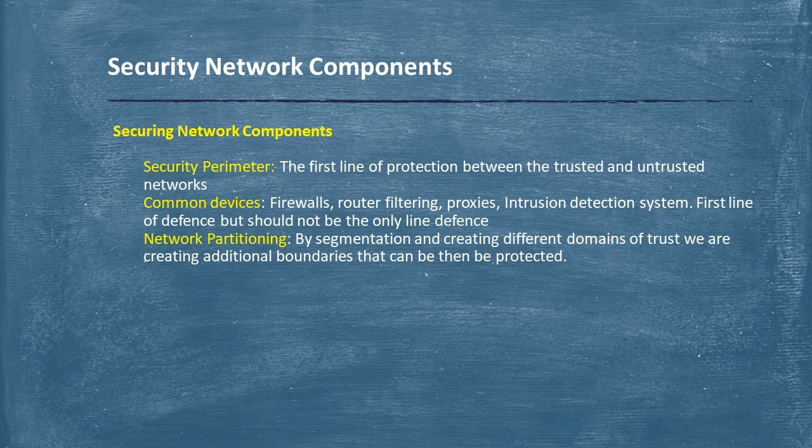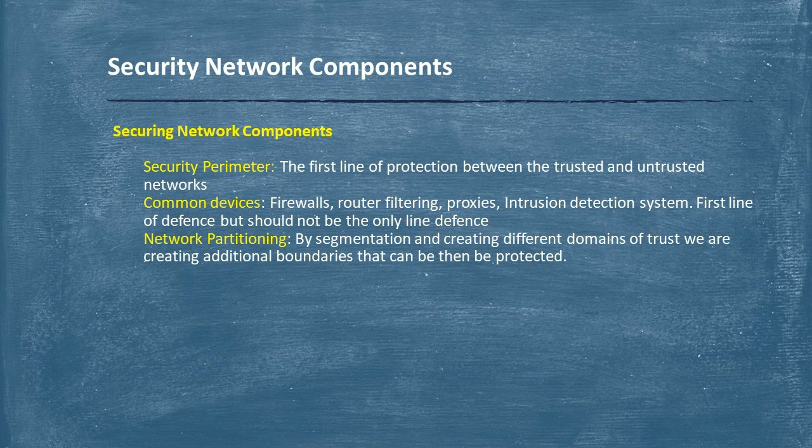What are the common devices that are being used in network management? Firewalls, routers, proxies, IDS, that is intrusion detection systems, etc. First line of defense, but should not be the only line of defense. This is to start with, the first line of defense. You keep firewalls, router filtering, proxies, IPS in the boundary.